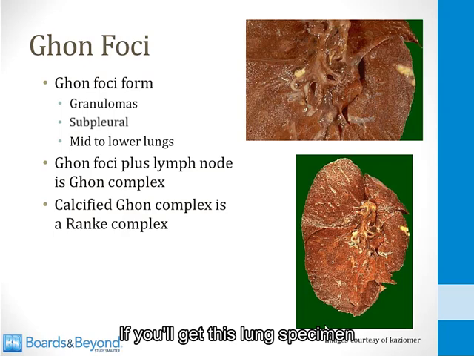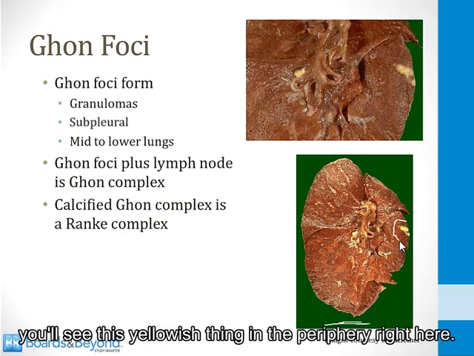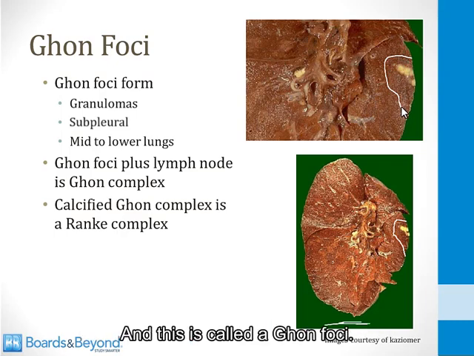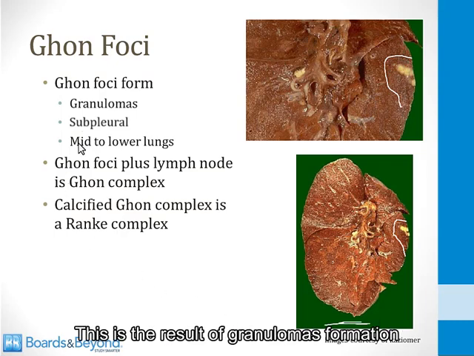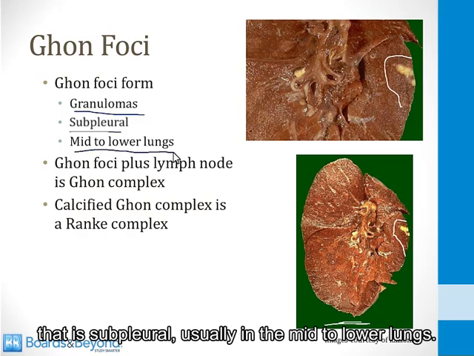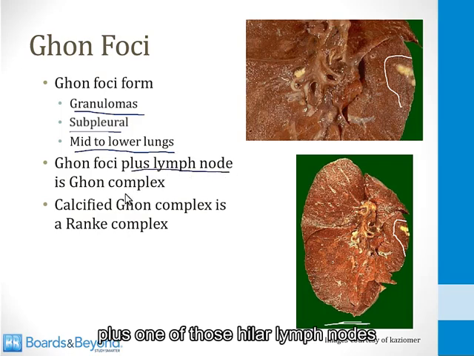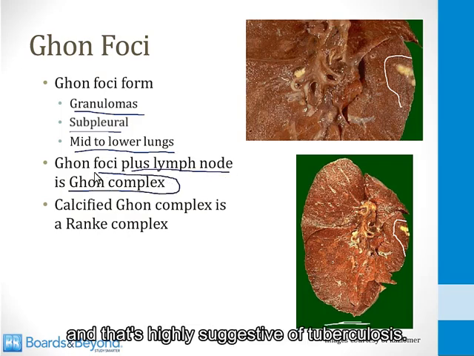So if you look at this lung specimen in the bottom right over here, you'll see this yellowish thing in the periphery right here. I'm also circling it in the top picture here. And this is called a Ghon focus. This is the result of granuloma formation that is subpleural, usually in the mid to lower lungs. Now, if you have one of these Ghon foci plus one of those hilar lymph nodes, that's called a Ghon complex, and that's highly suggestive of tuberculosis.